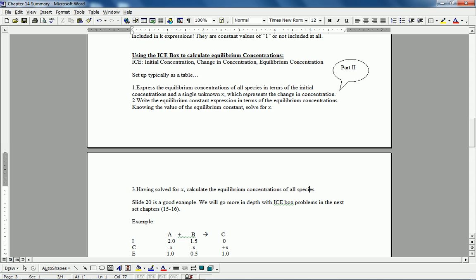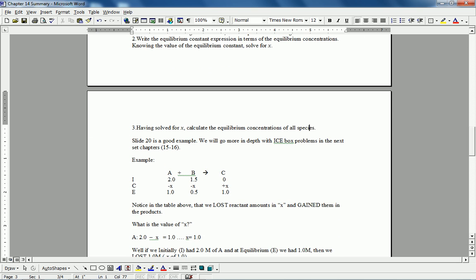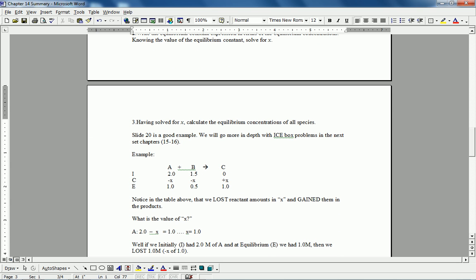So we will, of course, write the expression for K, products over reactants, and finally, step 3, we'll solve for x in the species. Again, that's going to be a lot more important in the coming chapters, but you do have slide number 20, which is a very good example, but more in-depth problems will happen in chapters 15 and 16. Just a quick example of an icebox problem here. No K expression necessary, but just to give you an idea as to what an icebox will look like and the general principle behind it.